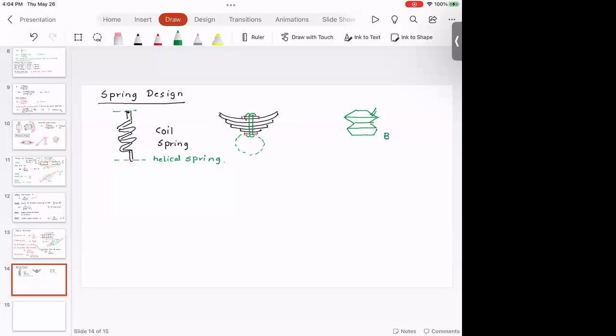Does anyone have a Maserati? I used to say. Oh, you used to? Okay. Mercedes. Oh, Mercedes has air springs.